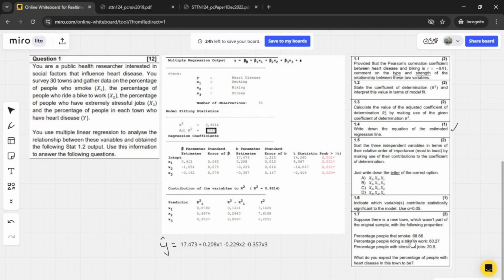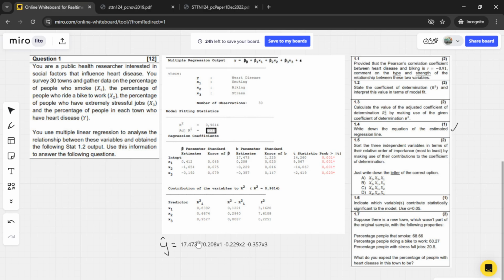Percentage of people that smoke is 68.66, percentage of people riding a bike to work is 60.27, and percentage of people with stressful jobs is 20.5. What do you expect the percentage of people with heart disease in this town to be? So this is a completely different town from the 30 towns that you did this research on, and you want to know, based on the least squares regression equation that you have for that particular town, what would be the percentage of people with heart diseases?